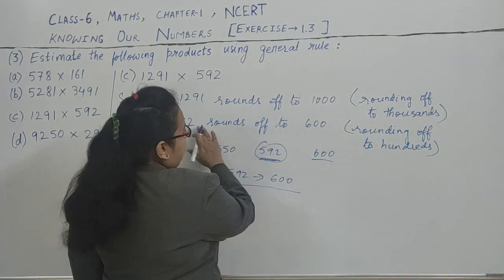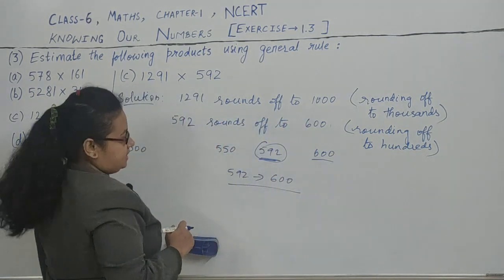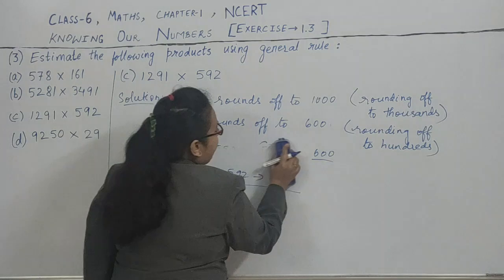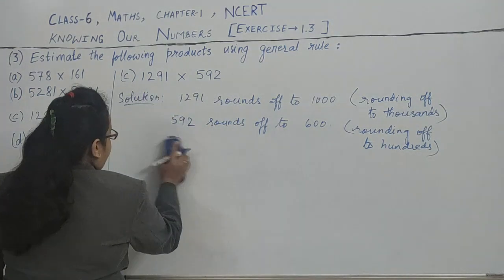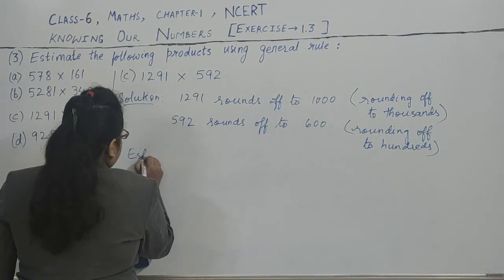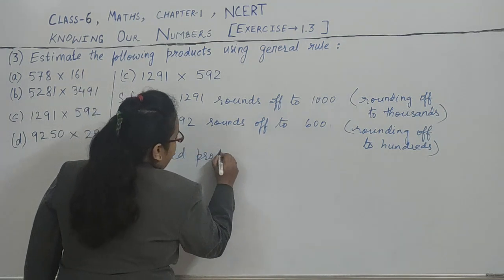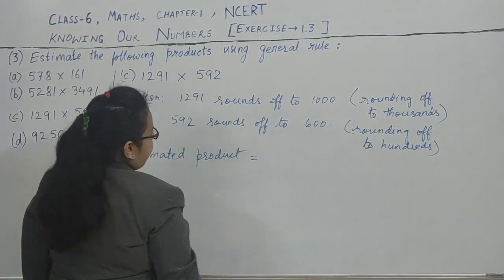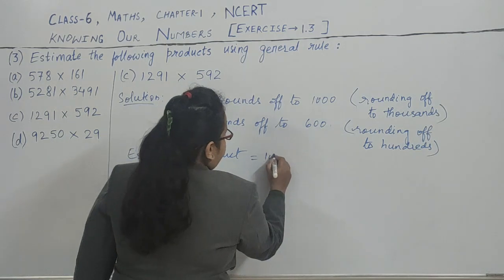This is rounded off to the nearest hundreds and this number is rounded off to the nearest thousands. Okay, now we can find the estimated product. We are not finding the actual product, we are finding the estimated product because that is asked in the question. We have to estimate the product. So the estimated product will be what? We have to multiply the estimated numbers.